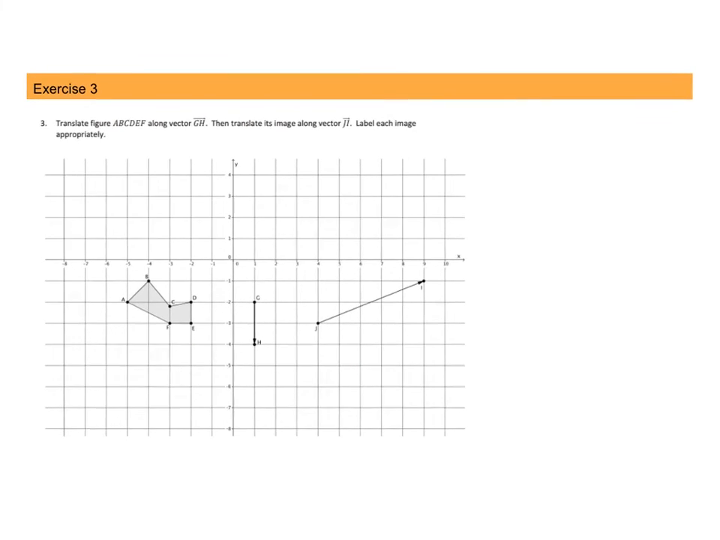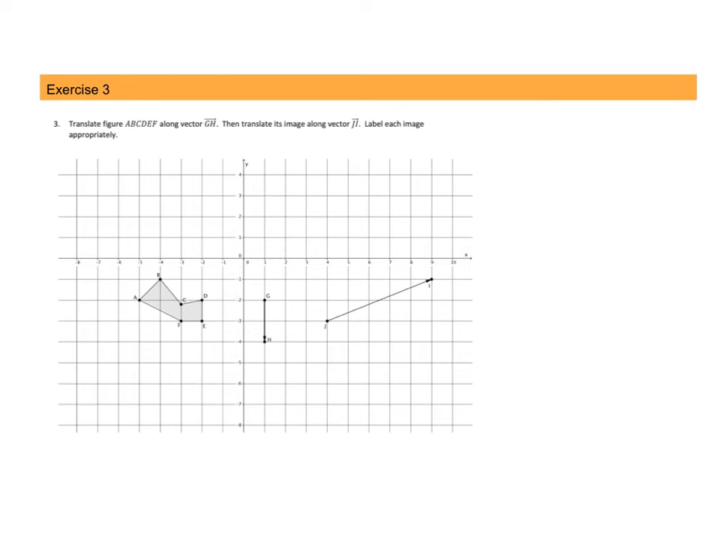All right, for exercise 3, it says translate figure ABCDEF along vector GH, and then translate its image along vector JI. Label each image appropriately. I want you to go ahead and pause this video and do this on your own, and then come back and press play once you have the images drawn and labeled appropriately, and check your work, okay?